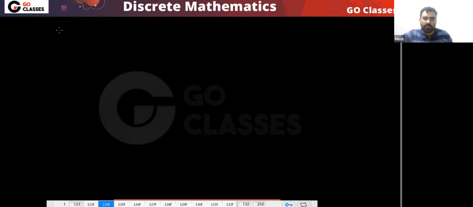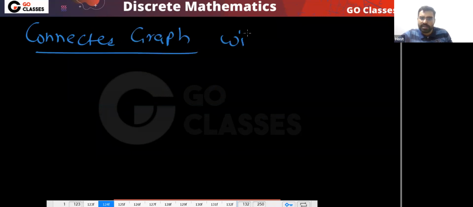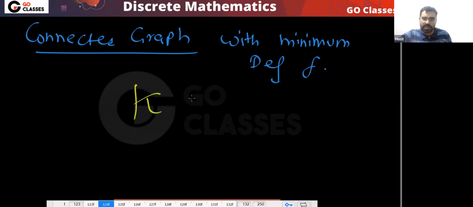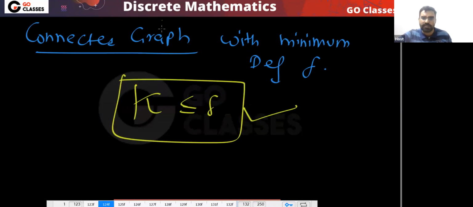Please tell me. If you have a connected graph with minimum degree delta, then kappa will be less than or equal to delta. Your connectivity number is less than or equal to delta. Okay.